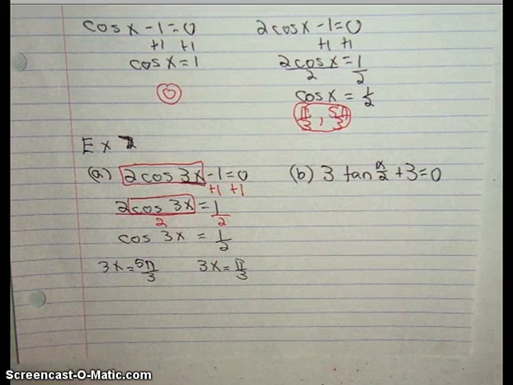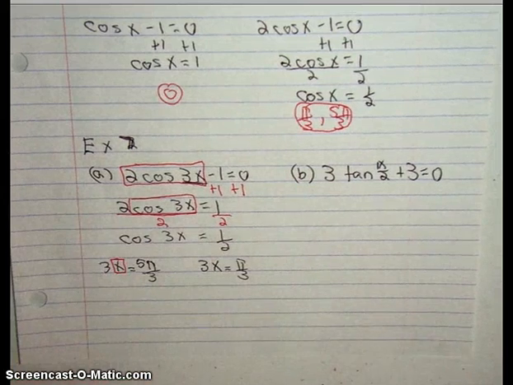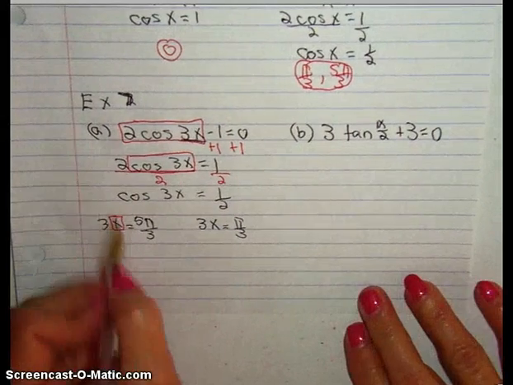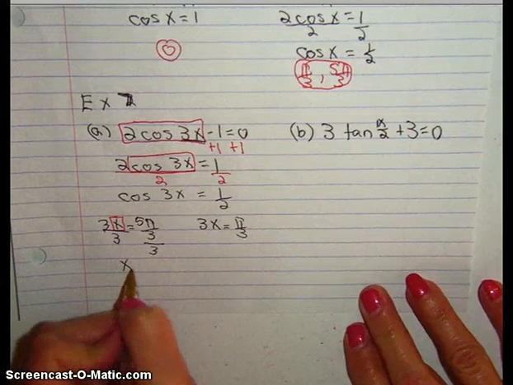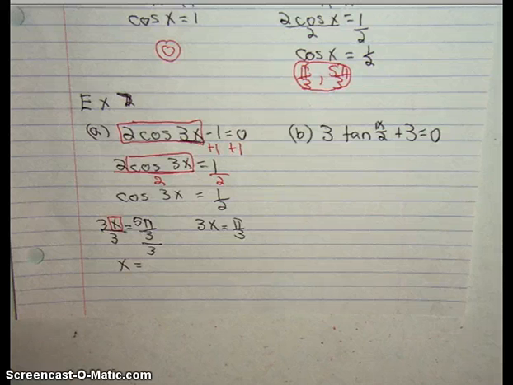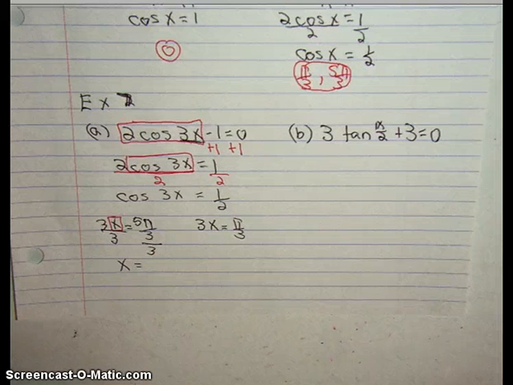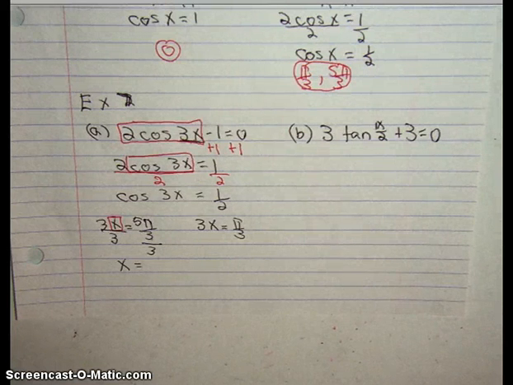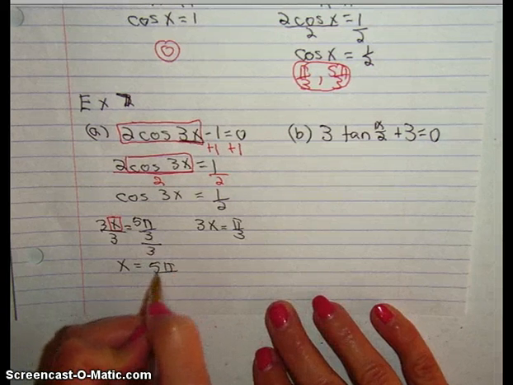Okay. And master solvers that you are, if I want to get the x by itself, what do I have to divide by? 3. So divide by 3, divide by 3. And this is where, guys, I need you to use your calculators. We have to do 5/3 divided by 3 on your calculator. So what is 5/3 divided by 3? 5/9. So we're going to put 5 pi over 9.